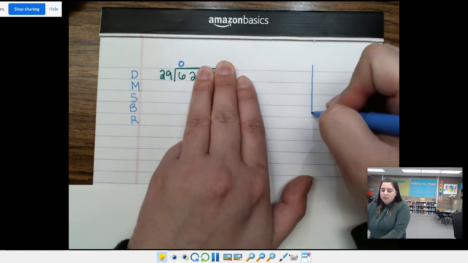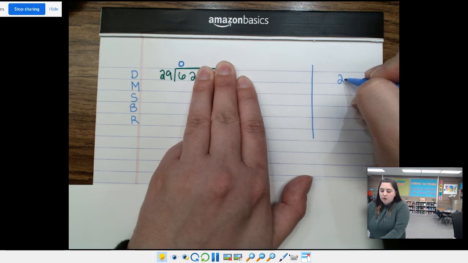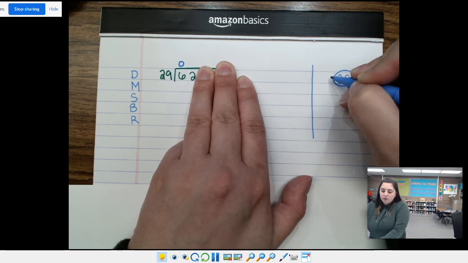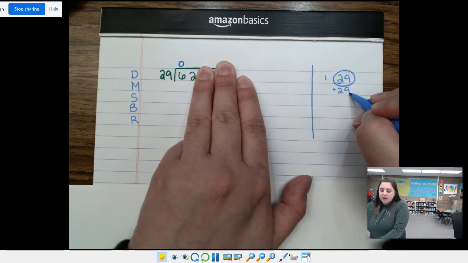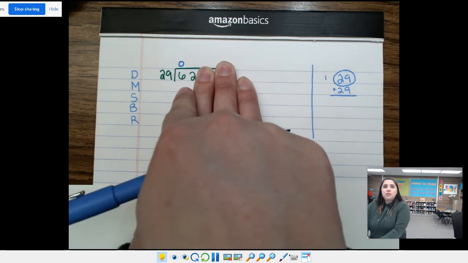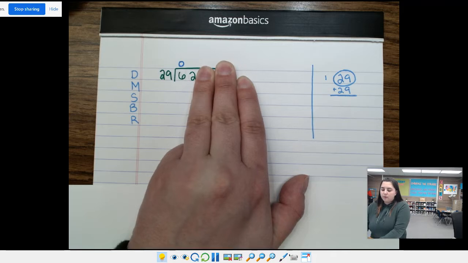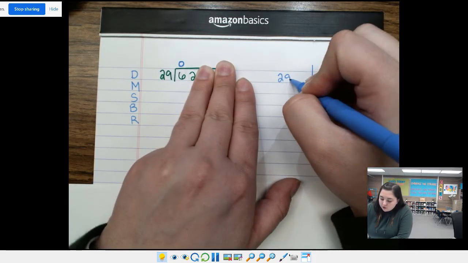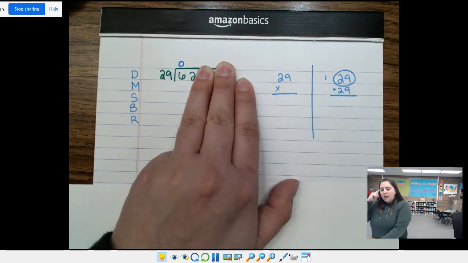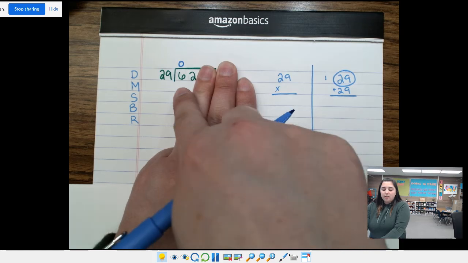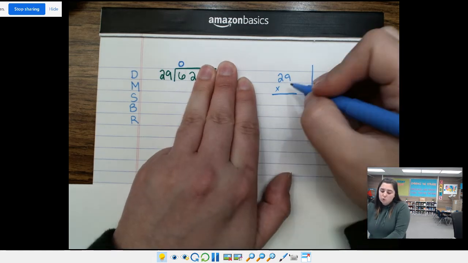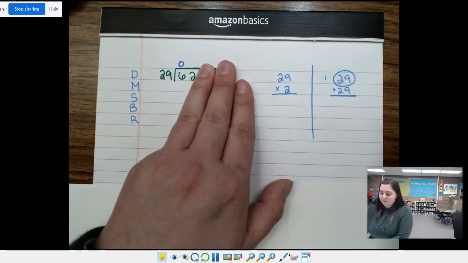If you're someone who prefers to do adding, you're starting with the 1 there and adding 29 to that until you get as close to 62 without going over. If you're someone who prefers to multiply, I'm thinking, how many times do I think 29 could go into 62? I'm thinking that's really close to 30, 60. I'm thinking probably twice. Let's try that.